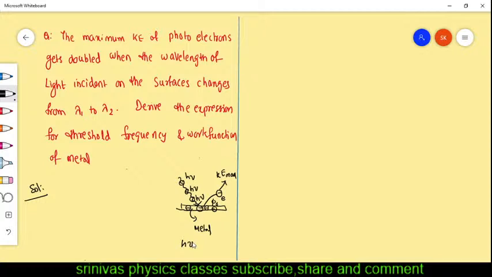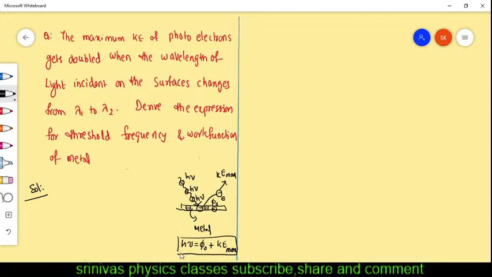The electron in the metal gains the photon energy hν, used in two ways. A little bit of energy is used to come out from the metal surface, that is the work function. The remaining energy is used as the maximum kinetic energy. This is the Einstein photoelectric equation.